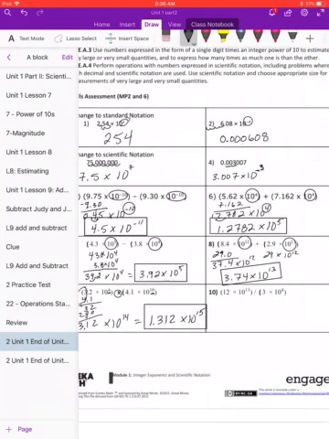Dividing is the same, except I'm going to divide my lead factors. 12 divided by 3 is 4, times 10, 13 minus 4 is 9. 4 to the 9th. And there you have it. That's how we do adding, subtracting, multiplying, dividing in scientific notation.